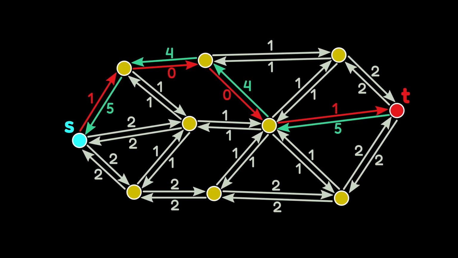This last step is the key feature of the Ford-Fulkerson algorithm. If you forget it, you will be following another algorithm, called the greedy algorithm, which does not guarantee finding the maximal flow in the end.